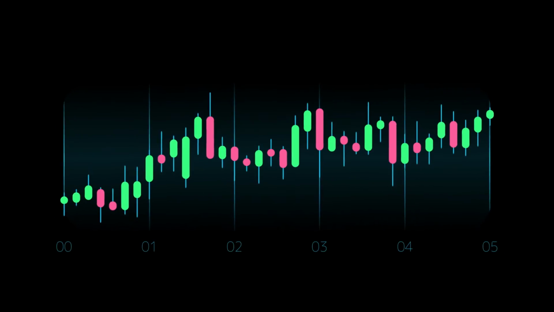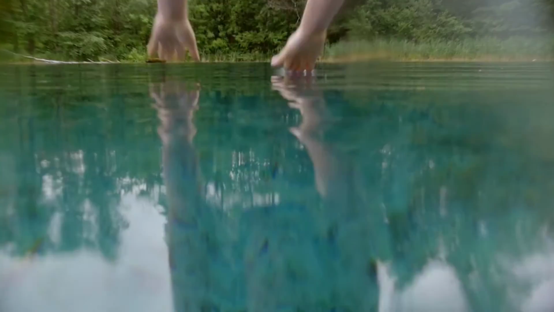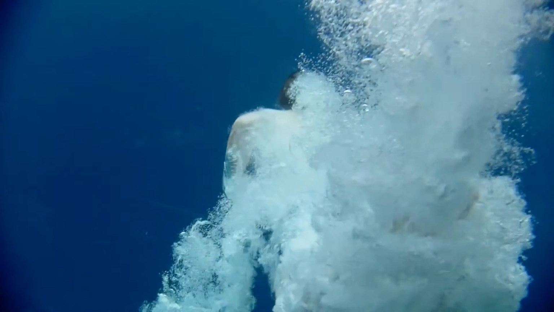Today we're going to discuss how to read candlestick charts. So without further ado, let's dive into it.